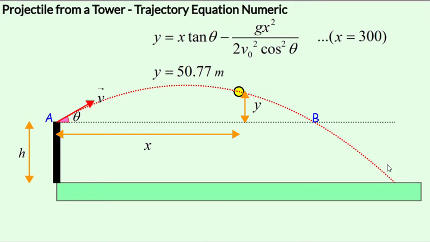If we needed to find the y displacement from the ground, it would be the tower height h, which is 100, plus y, which is 50.77. So from the ground, the y displacement would be 150.77 meters. If you try substituting these values into the third form of the equation, the y displacement we would get would be identical. Now let's solve this for another value of x.